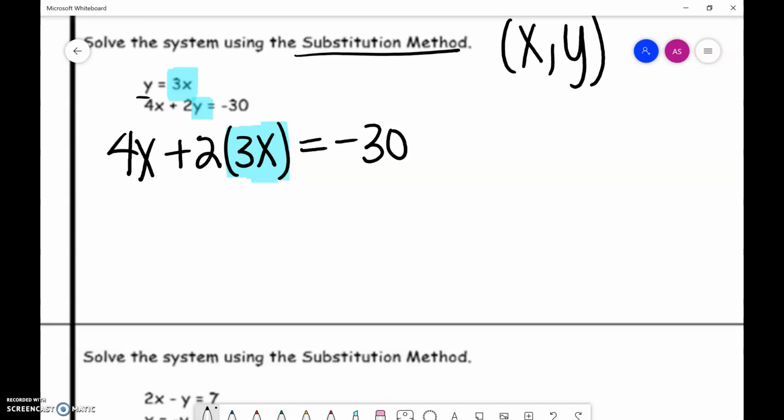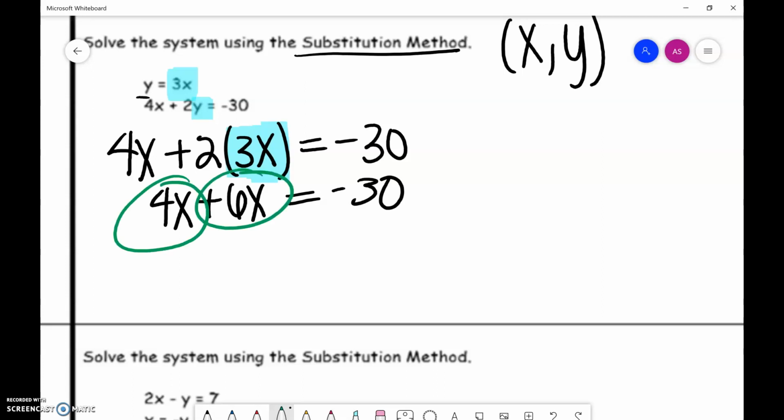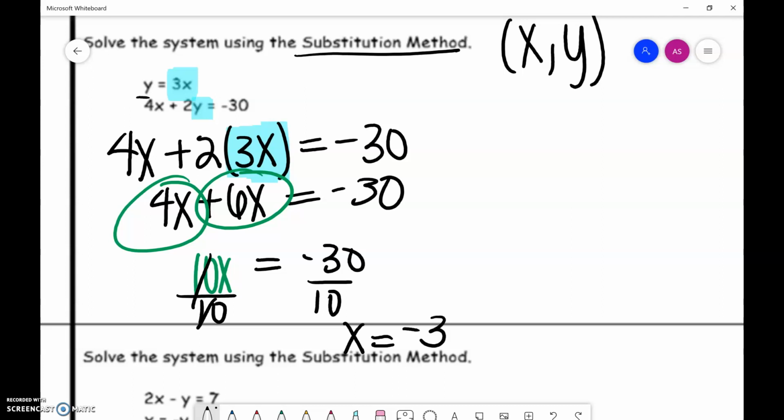So I'm going to start with 2 times 3x, that's 6x. I'm going to bring down 4x and bring down the negative 30. Then here I notice I have these like terms, so I have 10x equals negative 30. Then I divide by 10, and my answer is x equals negative 3. So I can go ahead and write here that x is negative 3.